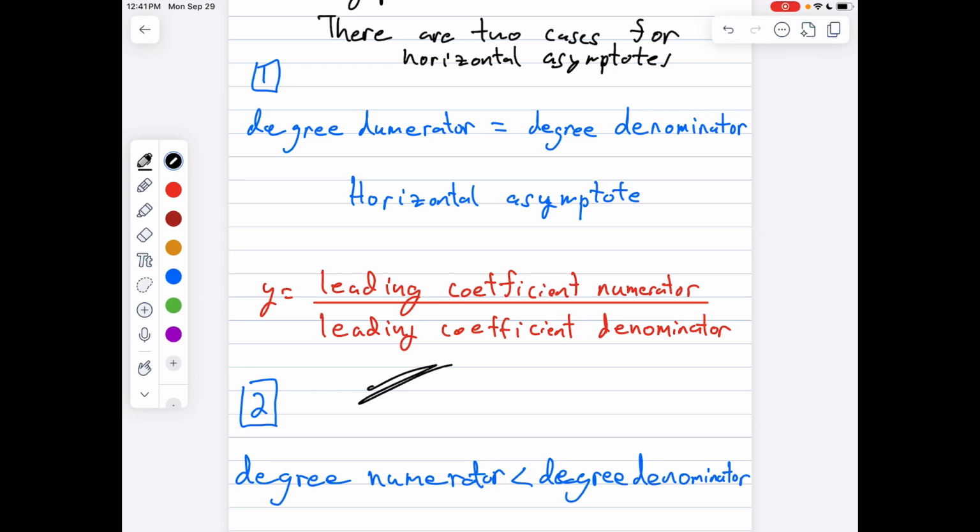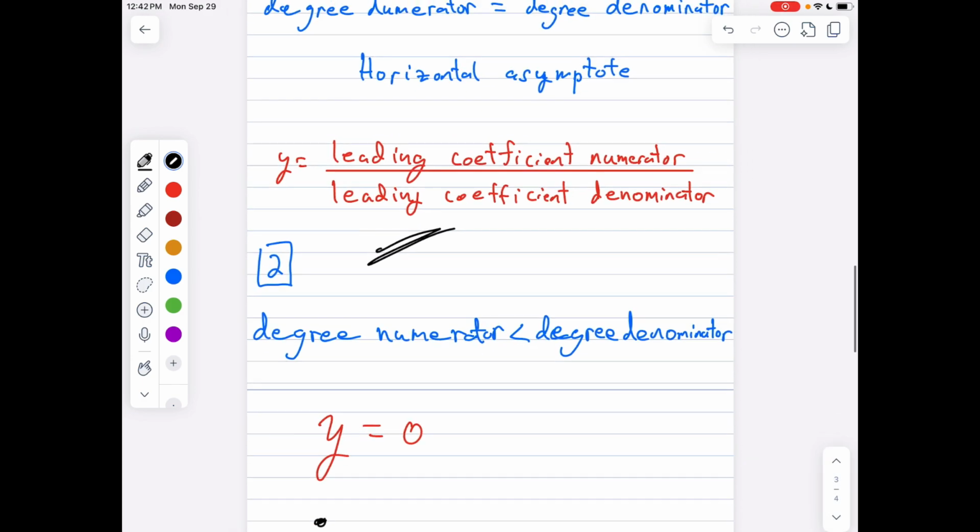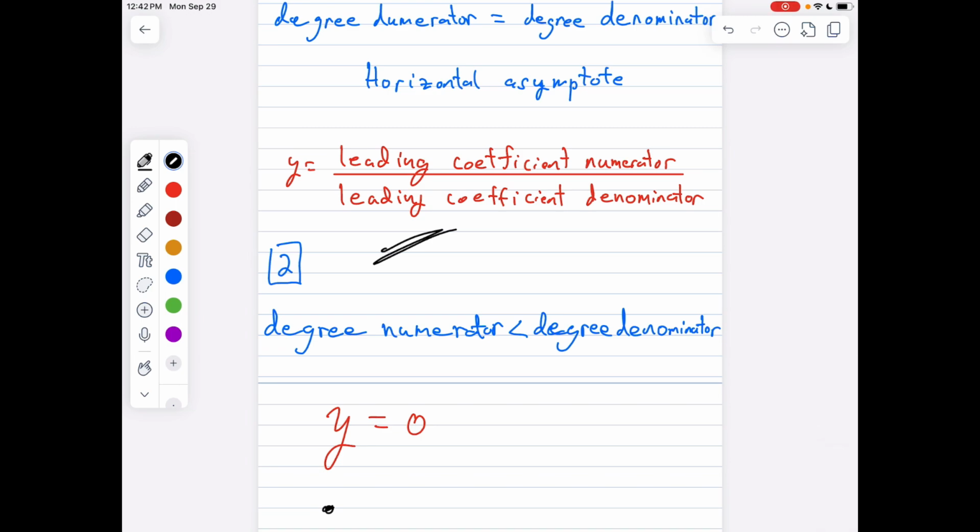And we'll go over that, what that means again. But in layman's terms, it just means the number that's with the highest power on both the numerator and denominator. And the other case you have a horizontal asymptote is when the degree of the numerator is less than the degree of the denominator. In that case, you would have y equals 0.